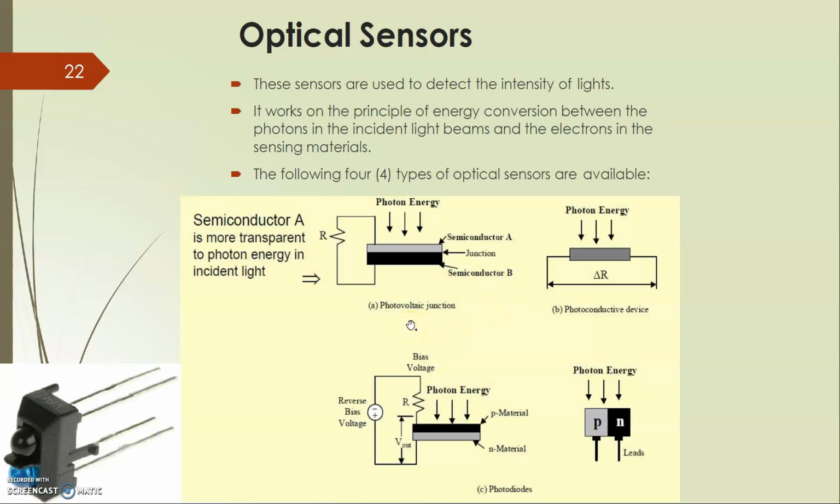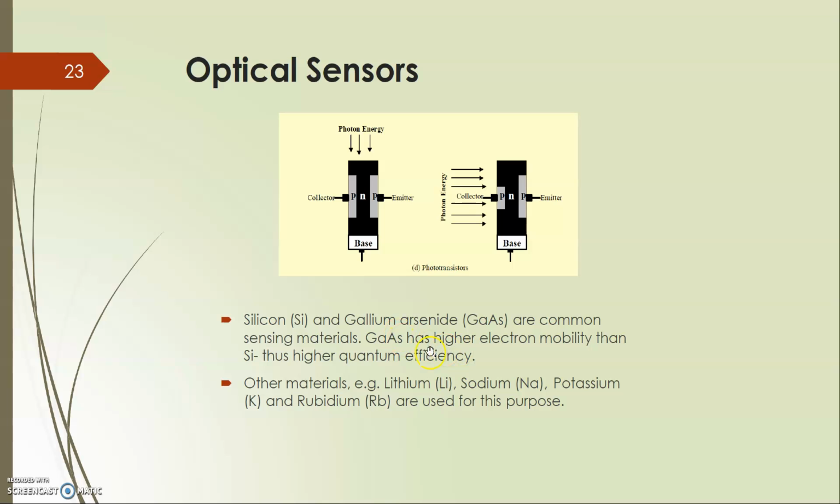Looking into the construction of these optical sensors, they are usually manufactured with a silicon substrate or gallium arsenide. Quantum efficiency is the amount of output electrical signal for a minimum amount of light falling on the surface. This quantum efficiency is very high for gallium arsenide. But in comparison of cost, gallium arsenide is more expensive than silicon, so we usually depend upon the silicon substrate for manufacturing such optical sensors.